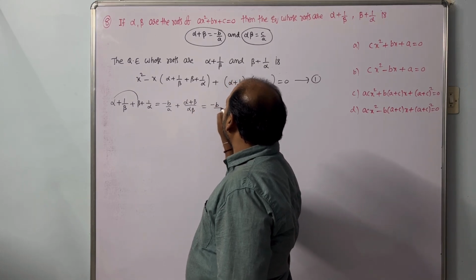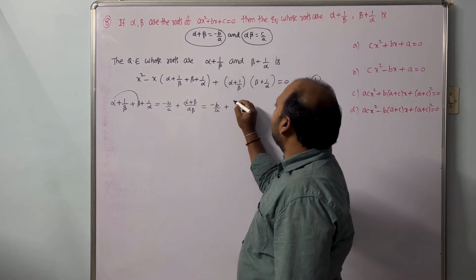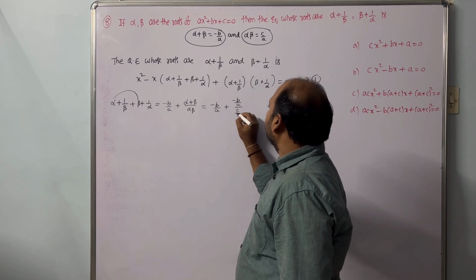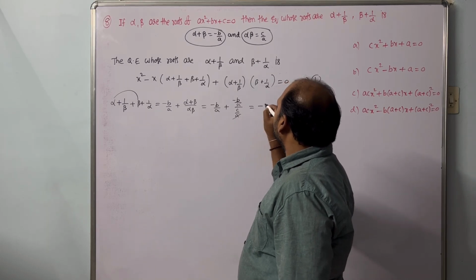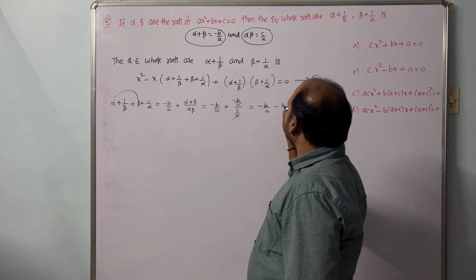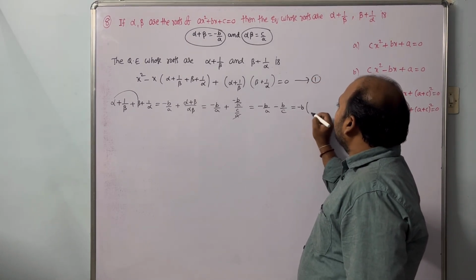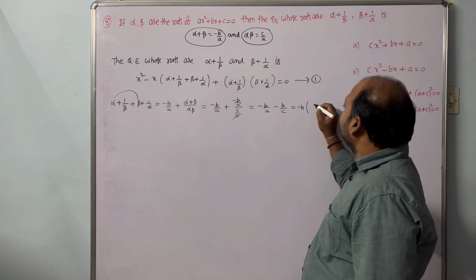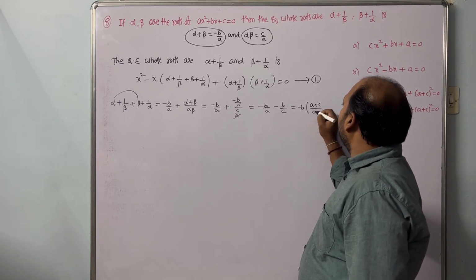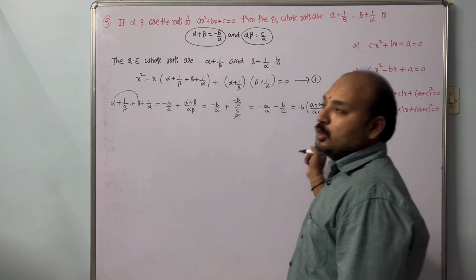That is equal to minus b by a plus minus b by a by c by a. A gets cancelled. Minus b by a minus b by c. So we can get that. Minus b, if you take out common, 1 by a plus 1 by c. So a plus c divided by ac. This is the sum of the roots.